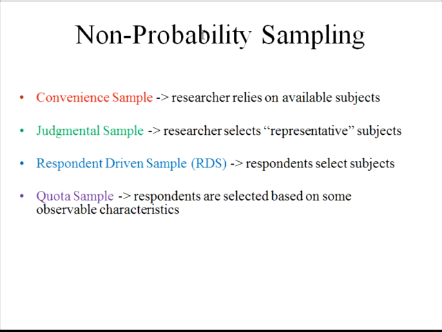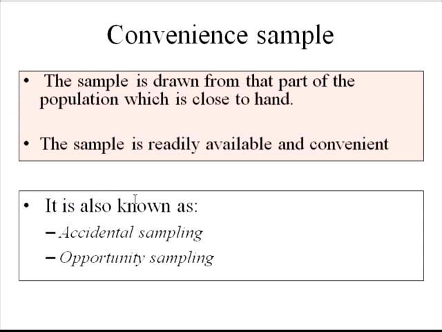We're going to discuss 4 types of non-probability samples. The first one is the convenience sample. That's the most commonly used. Then you have the judgmental sample, the respondent-driven sample, and quota samples. So let's start with convenience sample.